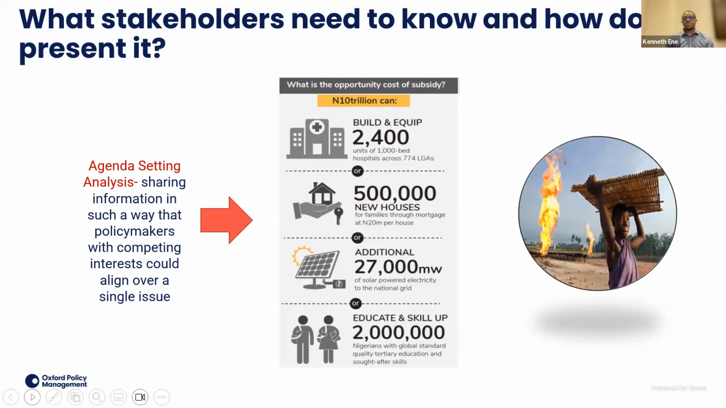The picture on the right is also showing that gas flaring occurs very close to where people have economic activity, and that's also very, very important to consider.